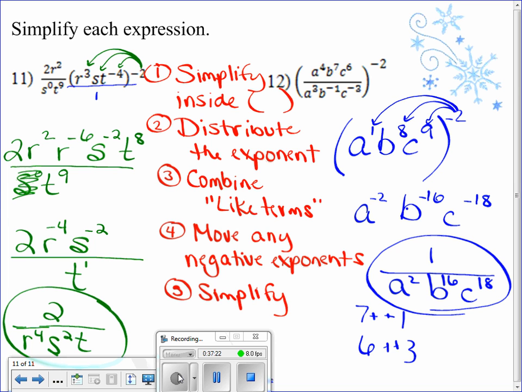If you distribute it to everything first, that's okay. You just get bigger numbers to work with when you put them together. You missed the a and the c? But you combined the b's together? Interesting.